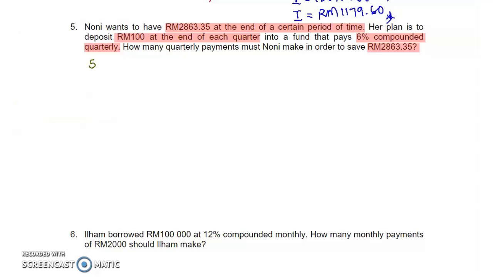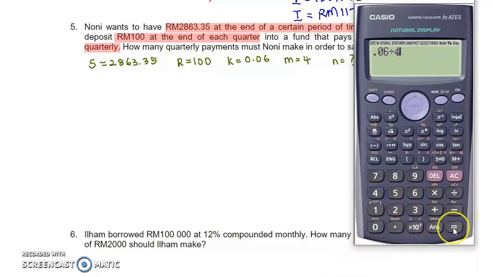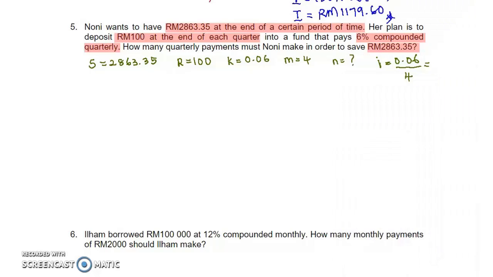So we know that future value S equal to 2863.35. 100 ringgit is value R equal to 100. Annual nominal rate 6%, compounded quarterly, m equal to 4. How many quarterly payments? So means that we want to find value n. Okay, as usual, calculate the interest rate per interest period, which is value i. So i equal to k over m. k just now 6%, m is 4. So 6% over 4 is 0.015.